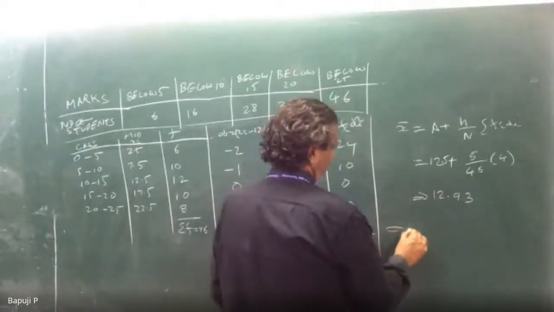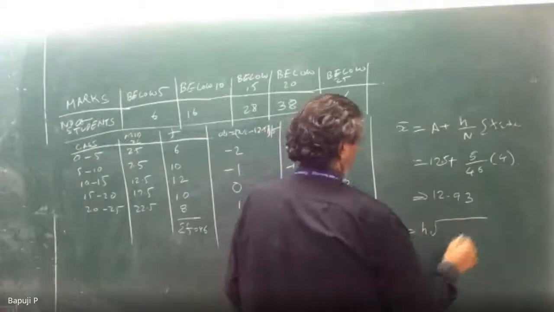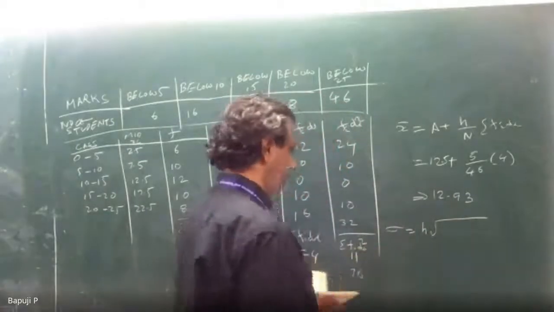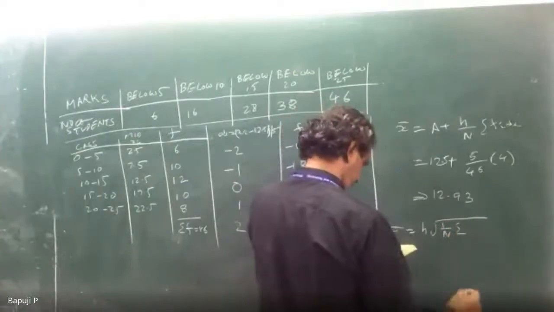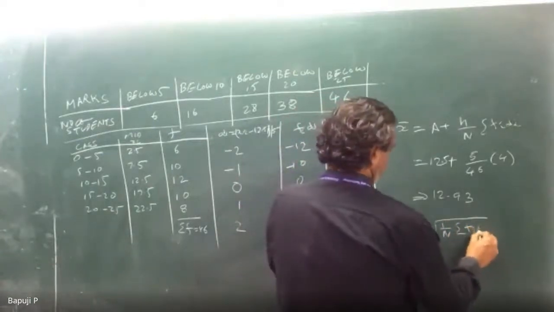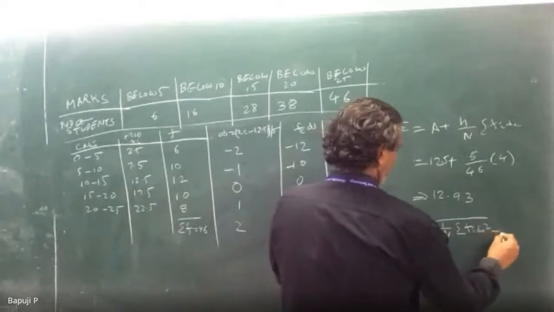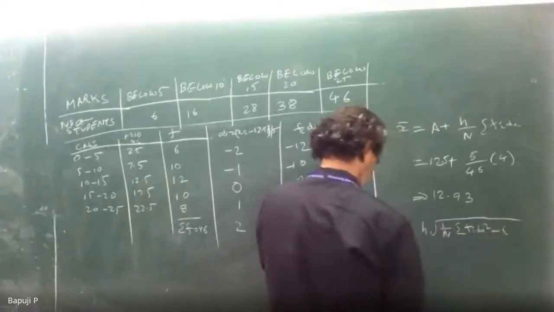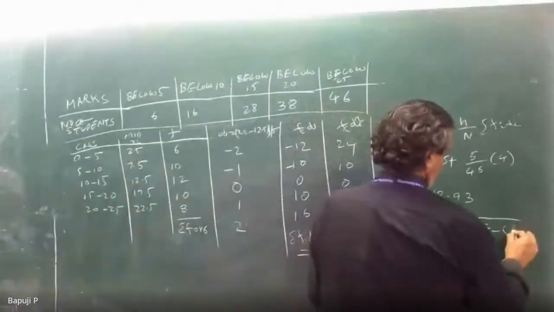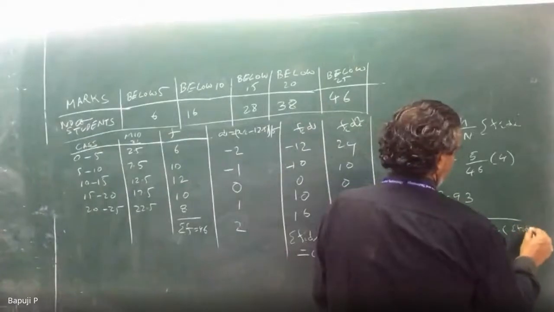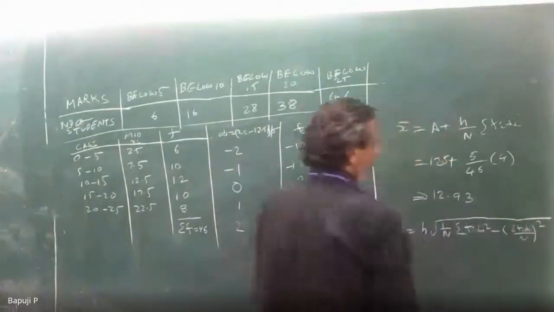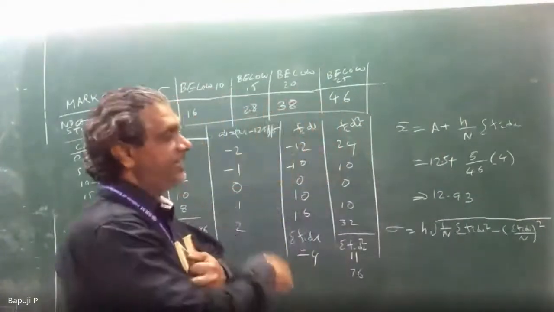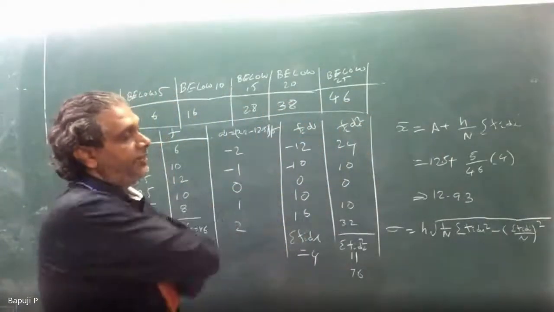Now, h into what will we get? 1 by N sigma fiDi square, then sigma fiDi by N whole square. Correct? 1 by N into sigma fiDi square, then fiDi by N whole square.